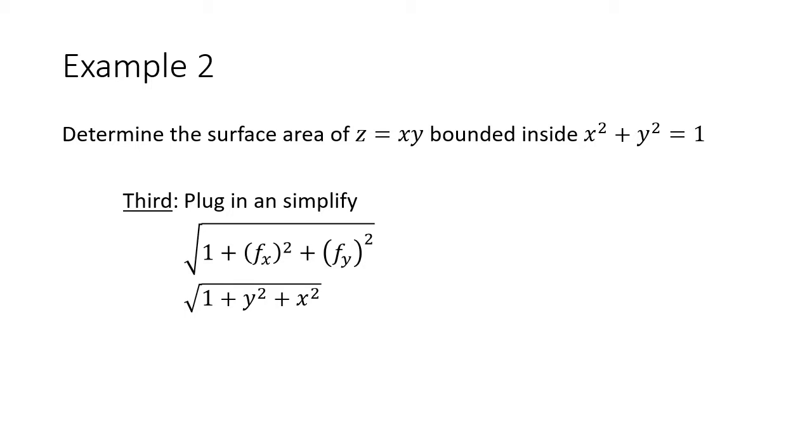The third step, like I said, I like to try to plug it into my radical and simplify first if I can, except there's nothing I can really do. I have 1 plus y squared plus x squared. There's really no simplifications I can do. I can just plug that straight in.